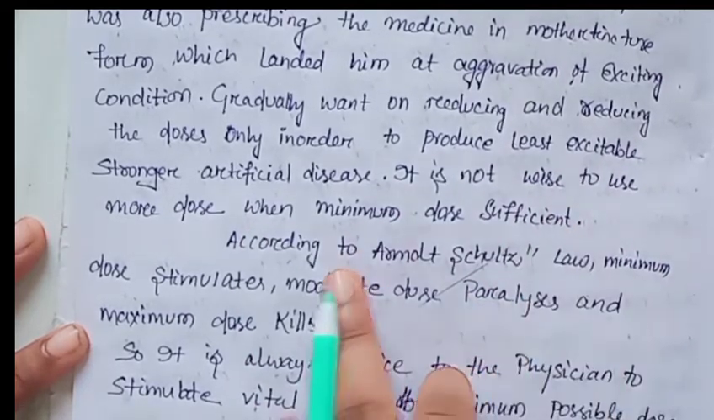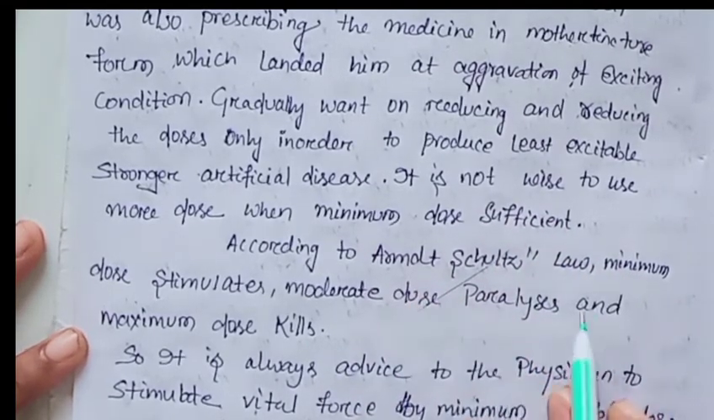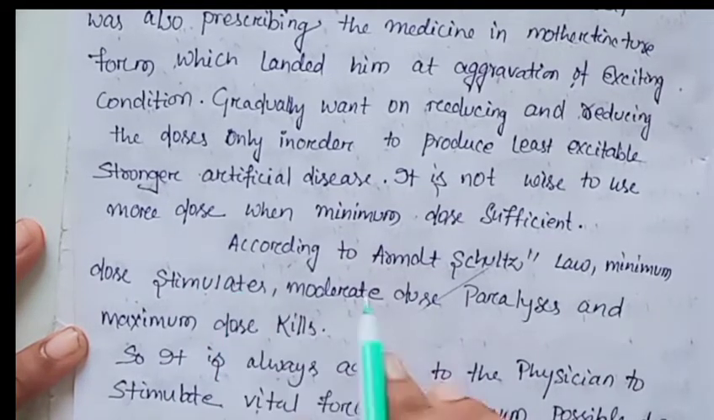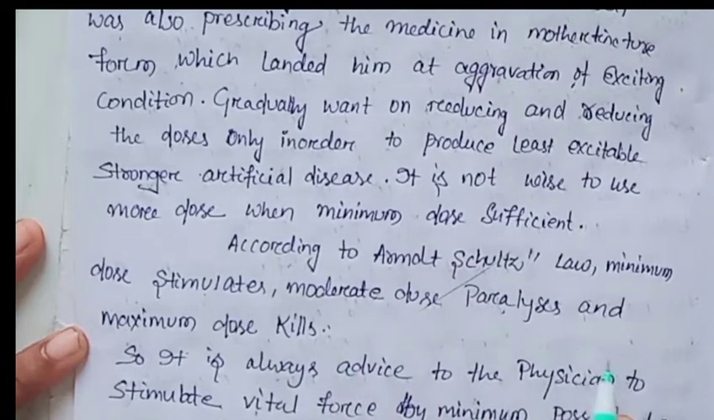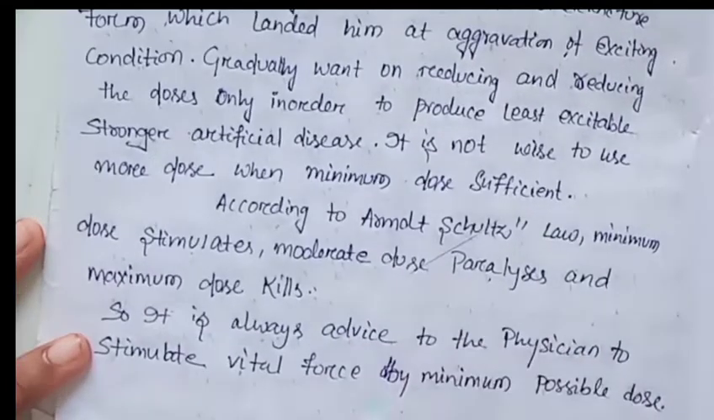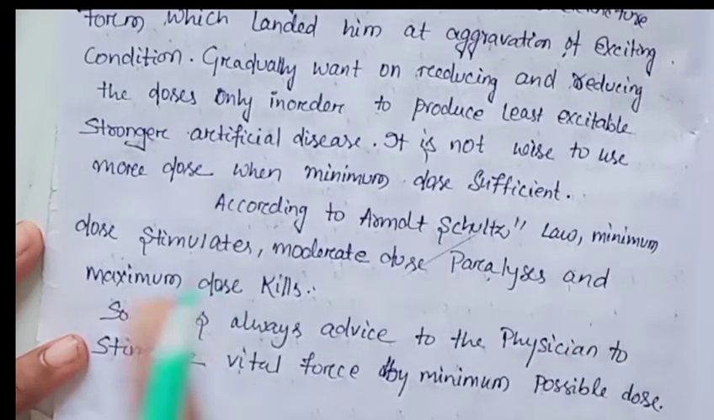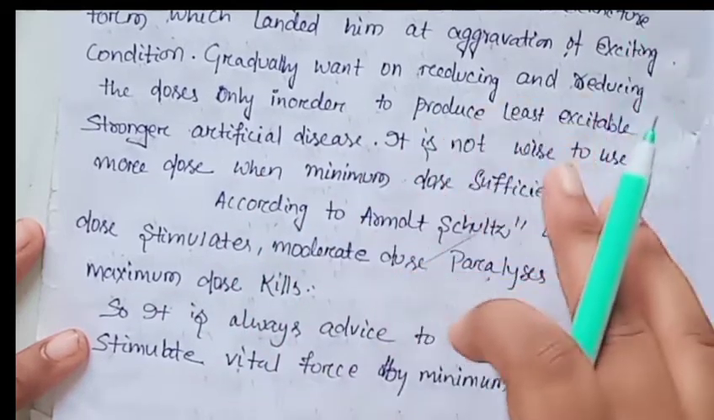According to Arndt-Schulz, another medical doctor, who says that the law of minimum is that a minimum dose stimulates, a moderate dose paralyzes and a maximum dose kills. So it is always advised to the physician to stimulate the vital force by the minimum possible dose, so that the vital force is stimulated and later on removes the natural disease.